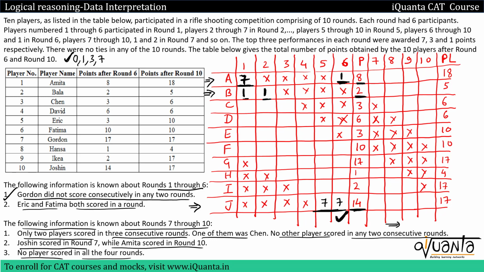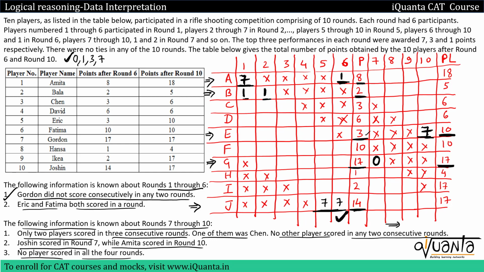If I come to G, he had 17 points till round 6 and he again has 17 points till round 10. So that means from round 6 to 10 he didn't score anything, so we will put a 0 over here. I hope this is understood. Then similarly E had 3 points till round 6 and in round 10 he has 10 points. After round 6 there is only round 10 in which he can score and he has to make 10 points. So 3 is here, he has to make it 10, so he will score 7 points over here.